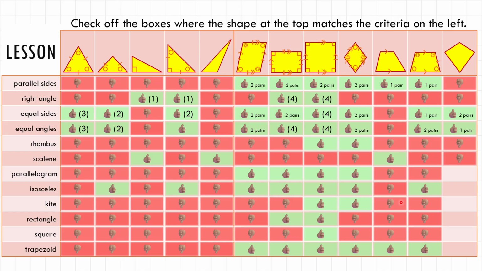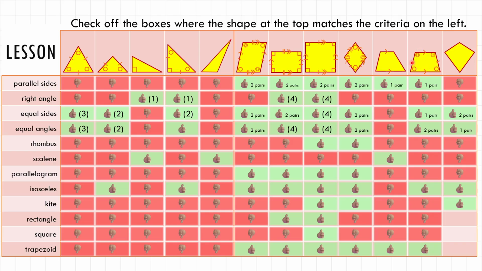Is this a kite? No, a kite needs to have two equal sides. It's not a rectangle or a square because there's no right angles. This is the actual basic definition of a trapezoid, two parallel sides. This is also a trapezoid. It does have two parallel sides. It has no right angles.